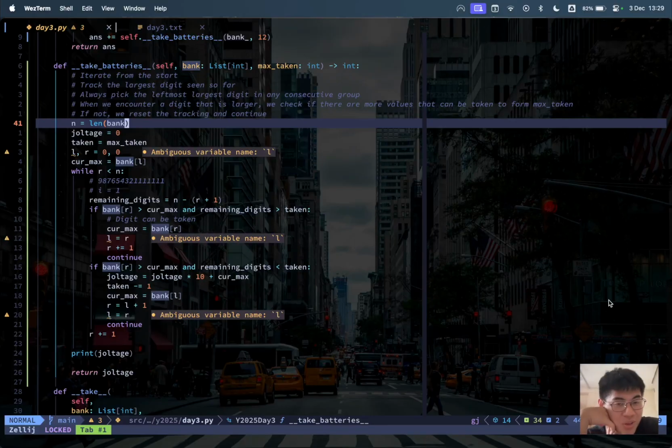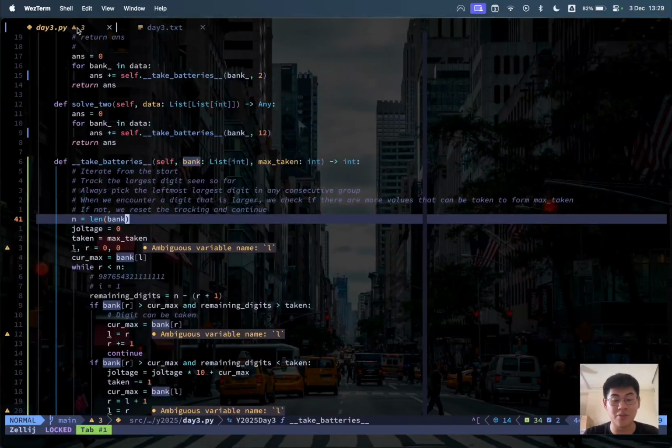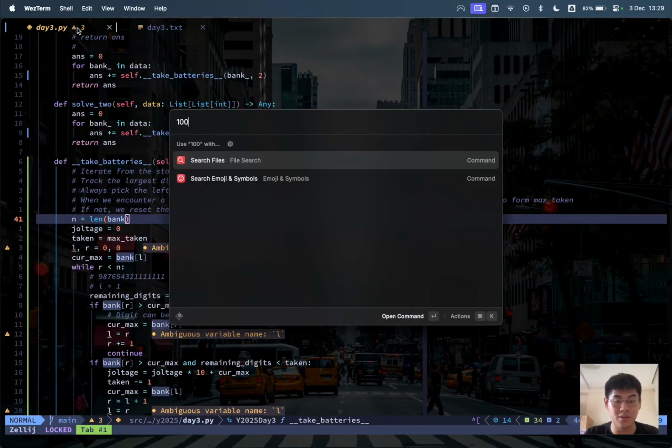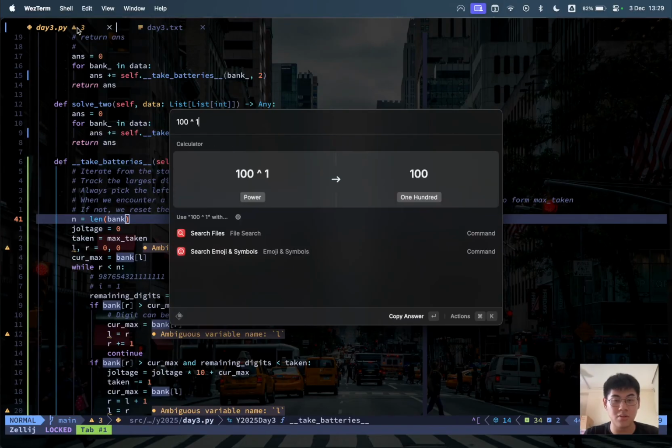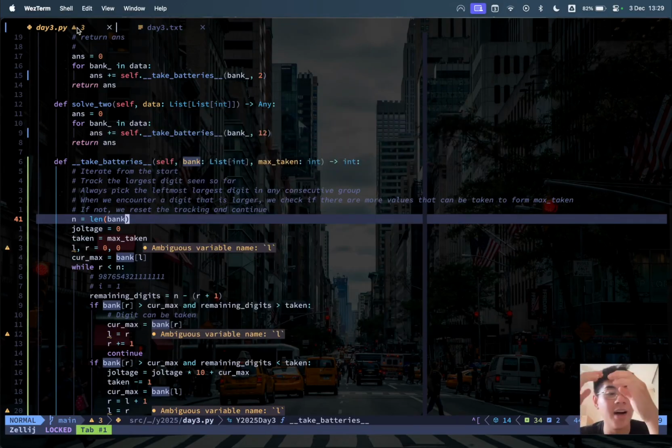Yeah, I wouldn't want to do it 12 times because it's basically n to the power of 12, which is a ridiculous runtime, especially if one row here is 100 digits. So it's 100 to the power of 12, which is ridiculously long. So I do not want to do that.